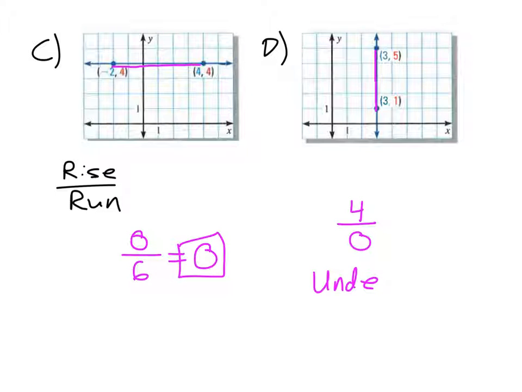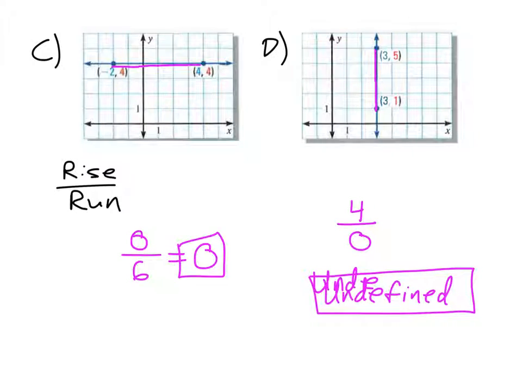We can't do 4 divided by 0. A lot of people think this is 0. But if you try to divide by 0 in a calculator, you're going to get an error. We actually say that this slope is undefined. There's no number that can represent this slope. It has no definition. It is undefined, this slope.